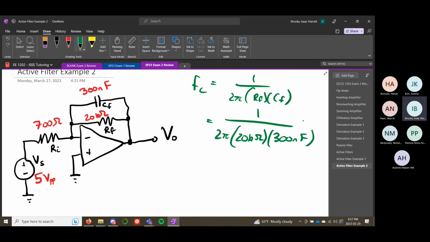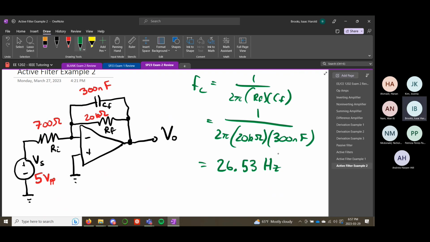And nano is how many? 10 to what power? Negative 9, yeah. Okay, and if we solve this one out, 1 over pi, 20 kilo ohms and 300, it's 10 to the negative 9. I get that our frequency is 26.53 hertz. Is that right?